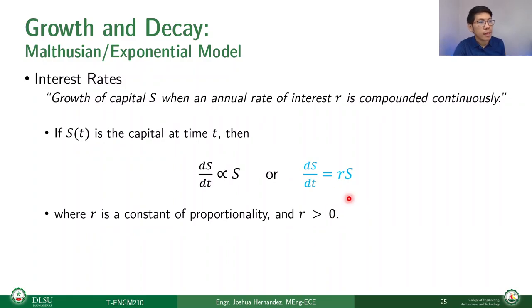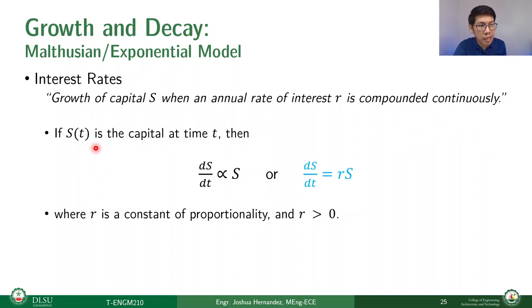Maliban doon, so we are still talking about exponential model, no? Makikita din natin na this is applicable to interest rates. Such that the growth of capital S when an annual rate of interest R is compounded continuously. So, ito yung keyword natin, ano? Compounded continuously. Now, meron kayong engineering economics and you will be tackling about interests, about supply and demand in that course. But in this course naman sa atin, sa context natin, the interest rates we're going to solve and see how this exponential model applies is yung compounded continuously. So, take note of that, compounded continuously.